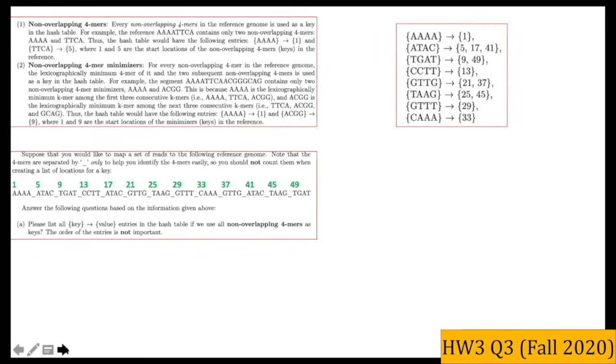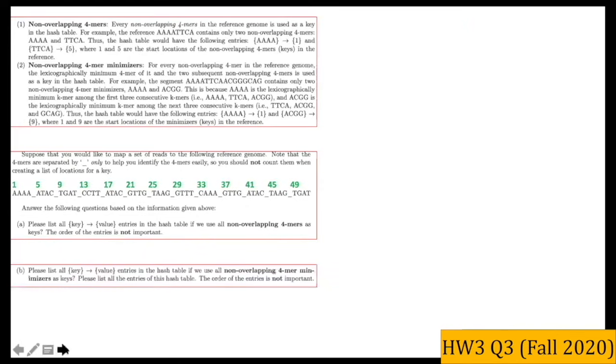So now let's go to the second part of the question, which is B. Please list all key-value entries in the hash table if we use all non-overlapping 4-mer minimizers as keys. Please list all the entries of this hash table. The order of the entries is not important. Now we want to apply the second method, which is the minimizers method. We will use the same reference sequence here.